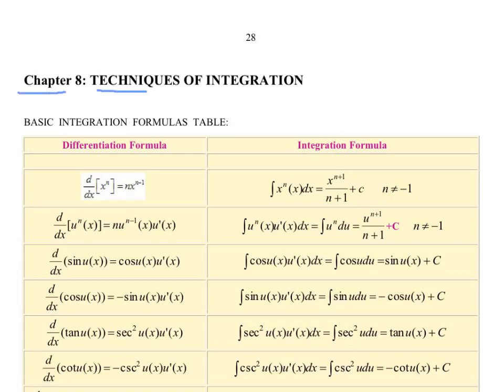Chapter 8, Techniques of Integration. We're going to do in this chapter 4 methods for integration of function. We'll start from 8.1 until 8.4. So we'll be doing 4 methods from 8.1 until 8.4. So by end of section 4, if an integration is given to you, you will have to decide which method to use.